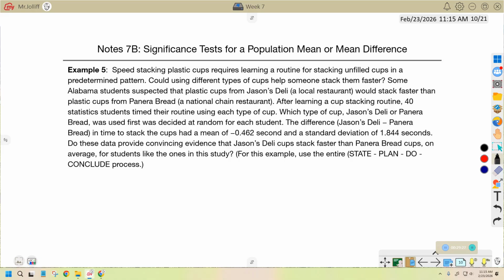After learning a cup stacking routine, 40 statistics students timed their routine using each type of cup. Which type of cup, Jason's Deli or Panera Bread, was used first was decided at random for each student. The difference, Jason's Deli minus Panera Bread, in time to stack the cups had a mean of negative 0.463 seconds and a standard deviation of 1.844 seconds. Do these data provide convincing evidence that Jason's Deli cups stack faster than Panera Bread cups on average for students like the ones in this study? For this example, use the entire state, plan, do, conclude process.